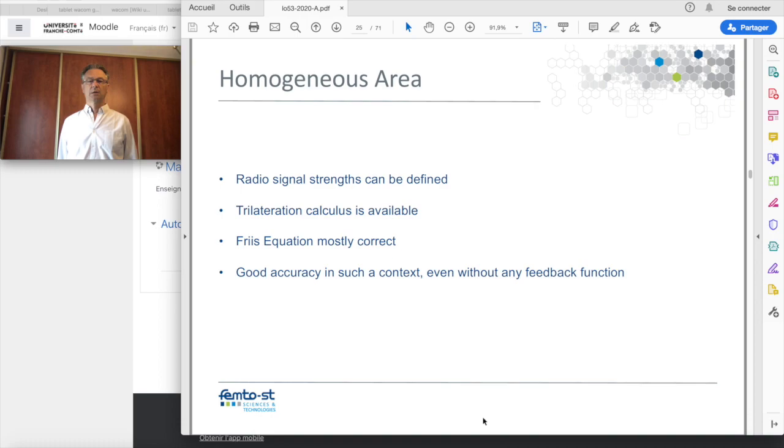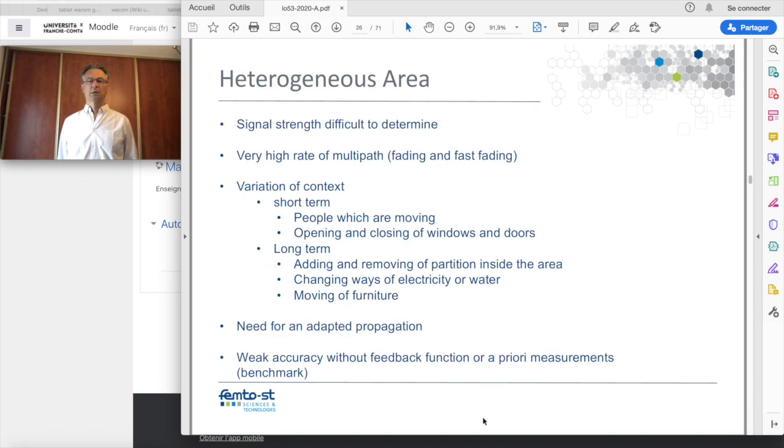In a heterogeneous area, the signal strength will be difficult to analyze to define a correct position, and we have a very high rate of multipath, which is fading and fast fading, and this is difficult to take into account in the model.